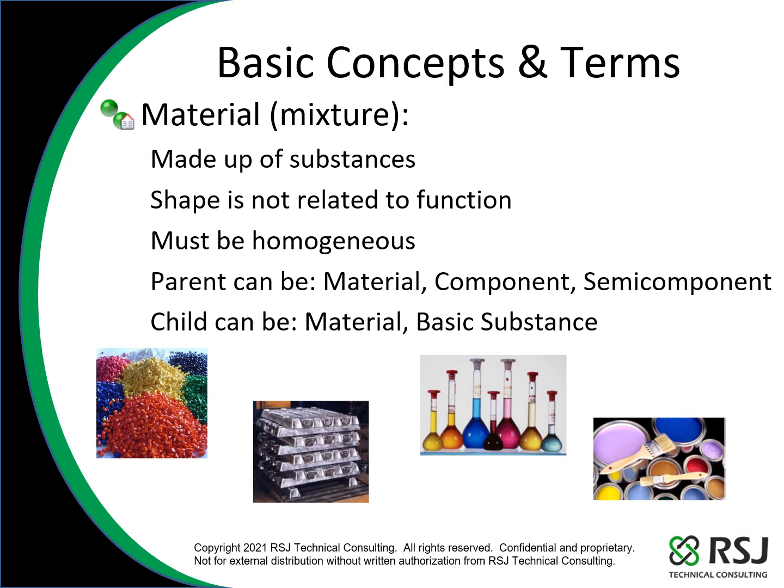And no matter which drop of paint you look at, they're all exactly the same. They are homogeneous. Every bit is the same. Material is about composition. It is not about shape. For example, look at the metal ingots pictured here. They could be drawn into a wire. They could be melted and poured into a shape. They could be beaten into a sheet to be used. But it's about their composition more than their shape, much more than their shape. Materials can be the child of another material, a component or a semi-component. They can be the parent of another material or a basic substance.